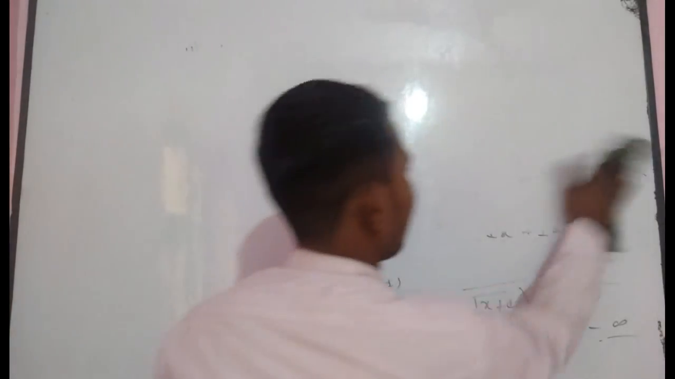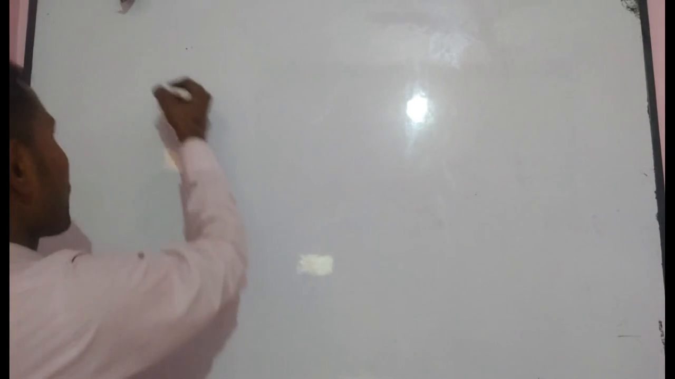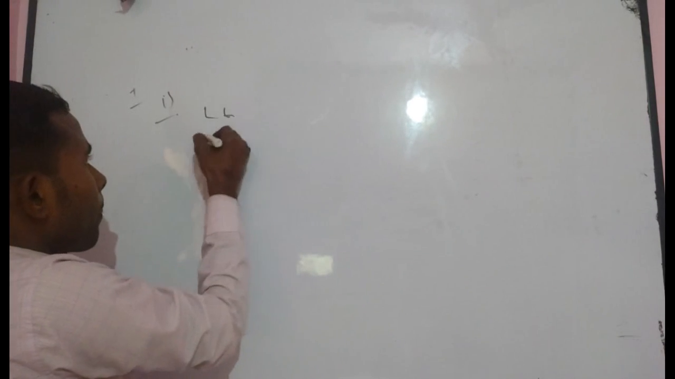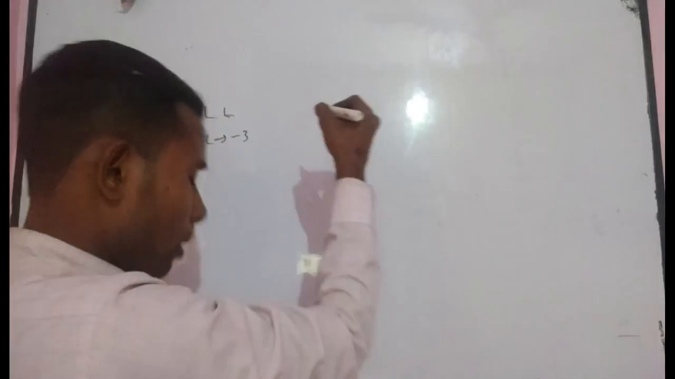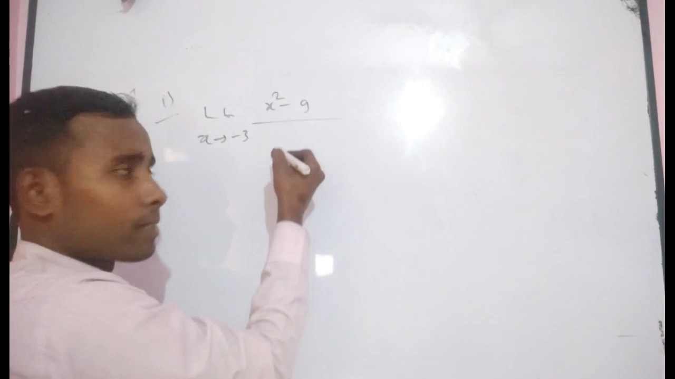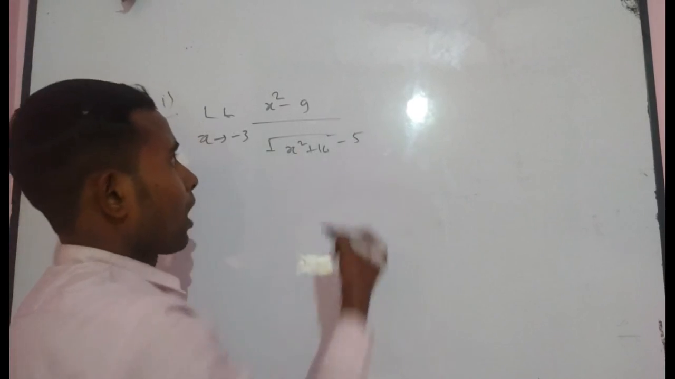Now we'll take another example. In the next example, it is given, in this problem, the limit x tends to minus 3, x square minus 9 divided by under root x square plus 16 minus 5. How can you solve this problem?